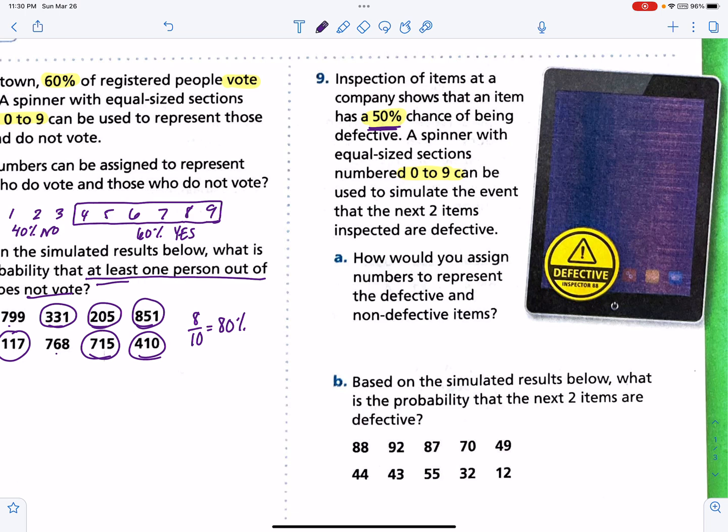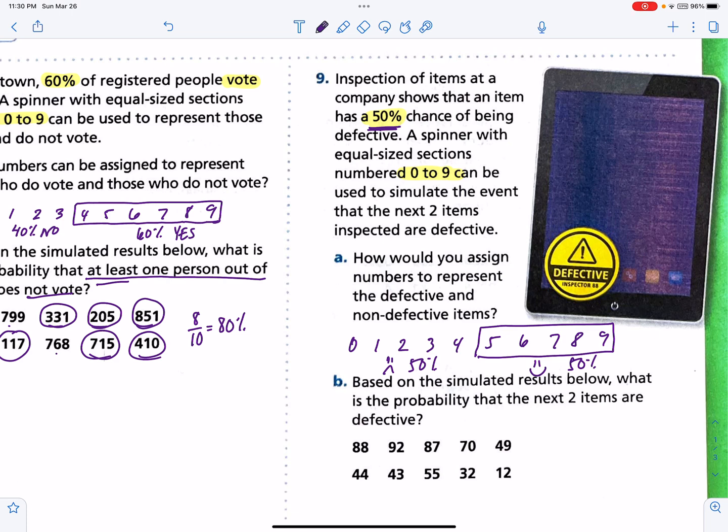So again, I'm going to use the higher numbers as positive, and let's go ahead and list them out. 0, 1, 2, 3, 4, 5, 6, 7, 8, 9. It's 50%. So we have 5 through 9 will be good. And we have 0 through 4, because we have 50%, are bad. So 50% good, 50% bad. Based on the simulated results below, and so they spun a spinner, and there's the results.